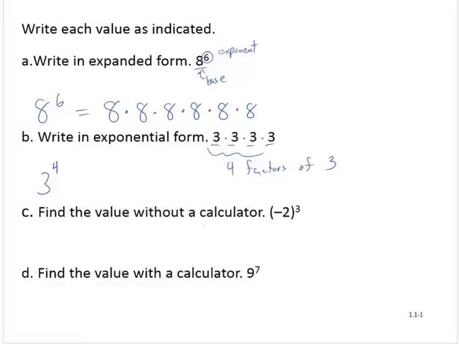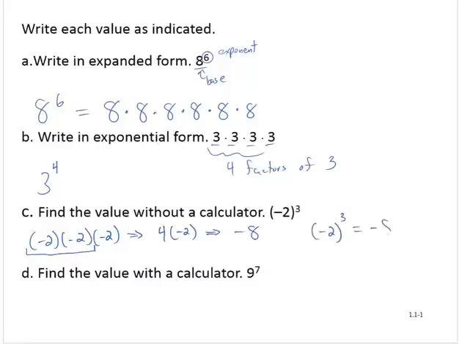Find the value without a calculator, negative 2 raised to the 3rd power. So that means my base is negative 2 and I have 3 factors of negative 2. So this is negative 2 times negative 2 times negative 2. Working from left to right, negative 2 times negative 2 is 4. So this is now 4 times negative 2. And 4 times negative 2 is negative 8. So therefore, negative 2 raised to the 3rd power is negative 8.